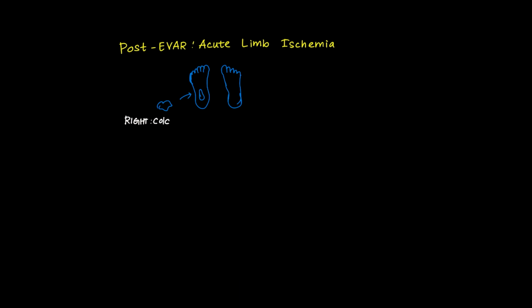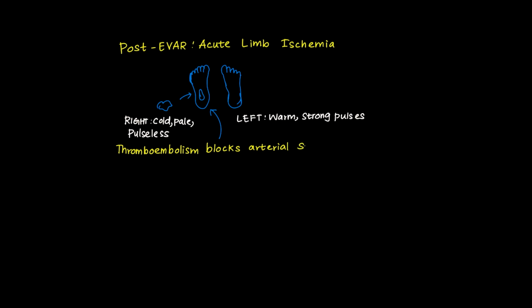After an endovascular aneurysm repair, you check the patient's feet and find the right foot is cold, pale and pulseless, while the left foot is warm with strong pulses. That asymmetry is the key finding. One side has blood flow, the other doesn't. This screams thromboembolism, causing acute limb ischemia. During the EVAR procedure, a catheter is threaded through the femoral artery. Clot fragments or plaque can dislodge and travel downstream, plugging the arterial supply to one leg.